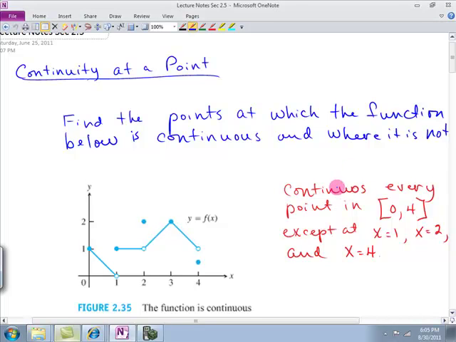Okay, I just noticed that continuous was misspelled.